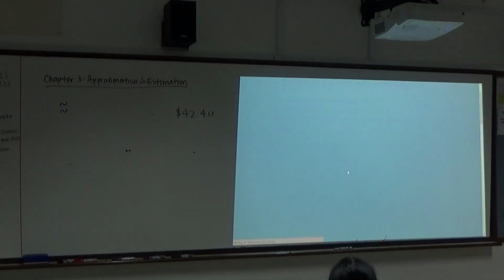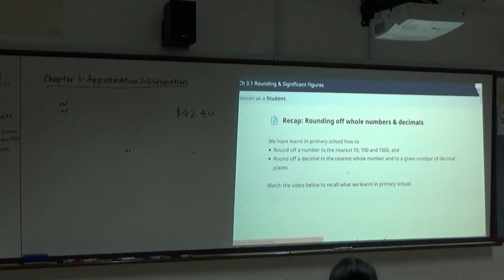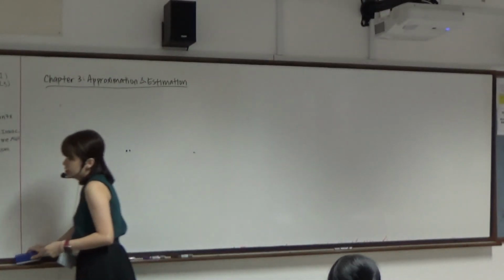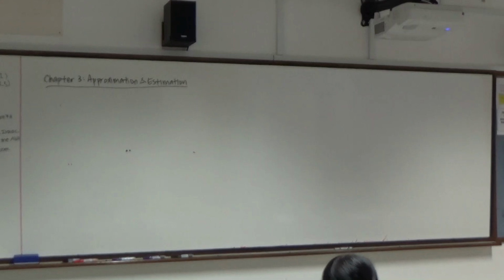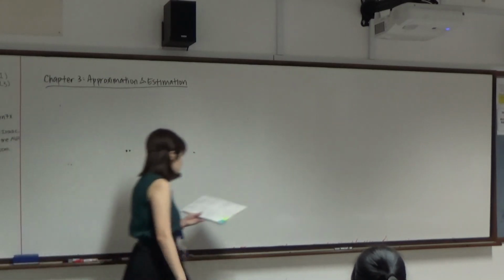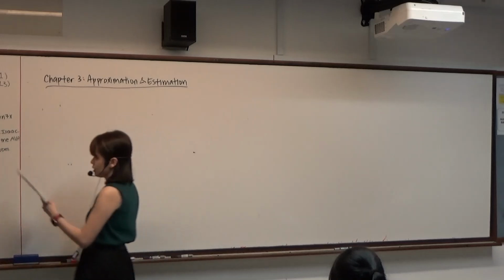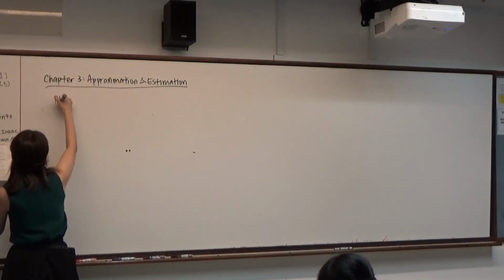Now, what we're going to move on to next is rounding off whole numbers and decimals. These are things that we already know, so I want us to just flip to our textbook. Let me flip my textbook as well. I want us to turn to our textbook, page 73. We just do a very quick recap, because these are things we learned in primary school already. So now looking at Practice Now 1.